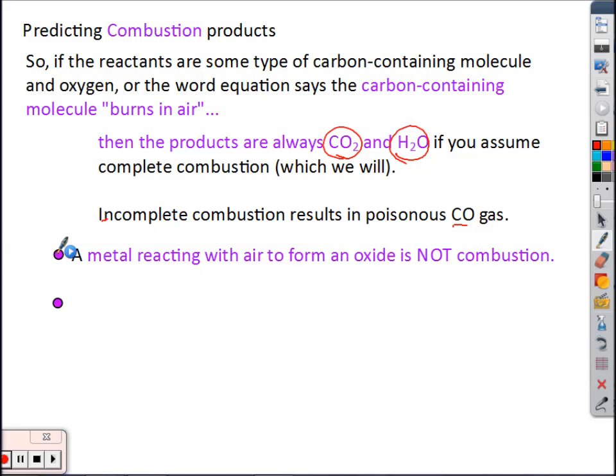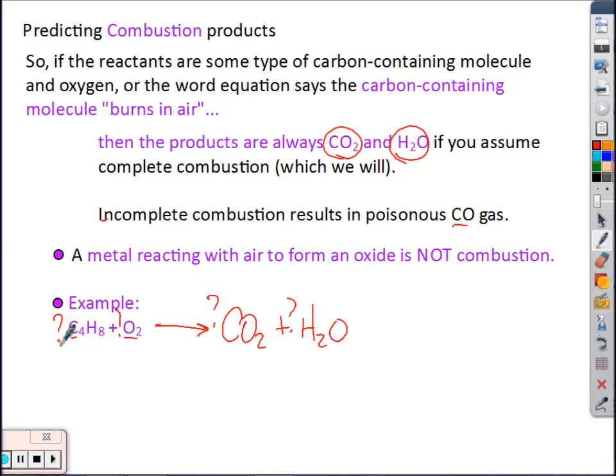Another thing that is not combustion is when a metal reacts with air. So if copper reacts with oxygen in the air to make copper oxide, that is not a combustion. An example of combustion would be something like this, C4H8 plus O2. Again, I see a carbon-containing material and I see oxygen. It's a combustion. It's going to burn to form CO2 plus H2O. No, this is not balanced. You would have to go through and balance this correctly after you figure out predicting the products.